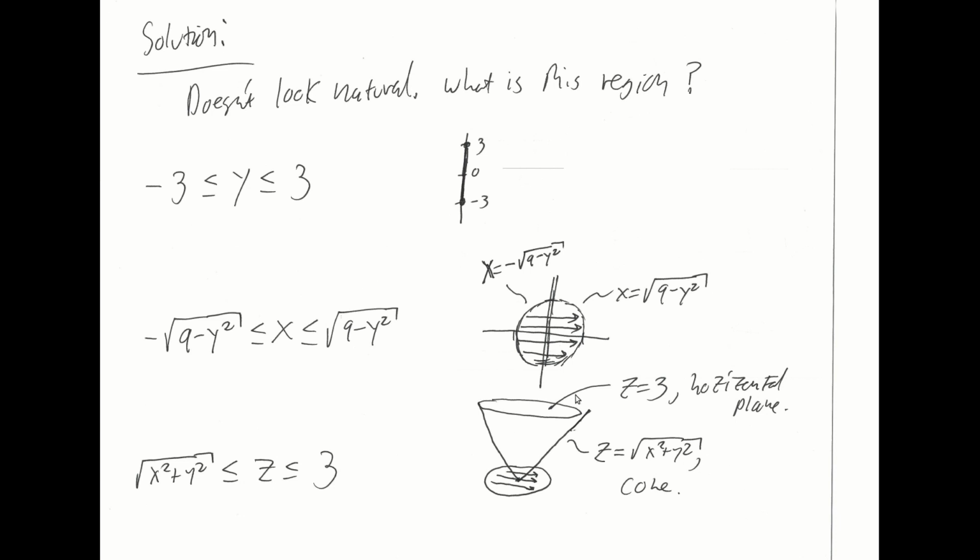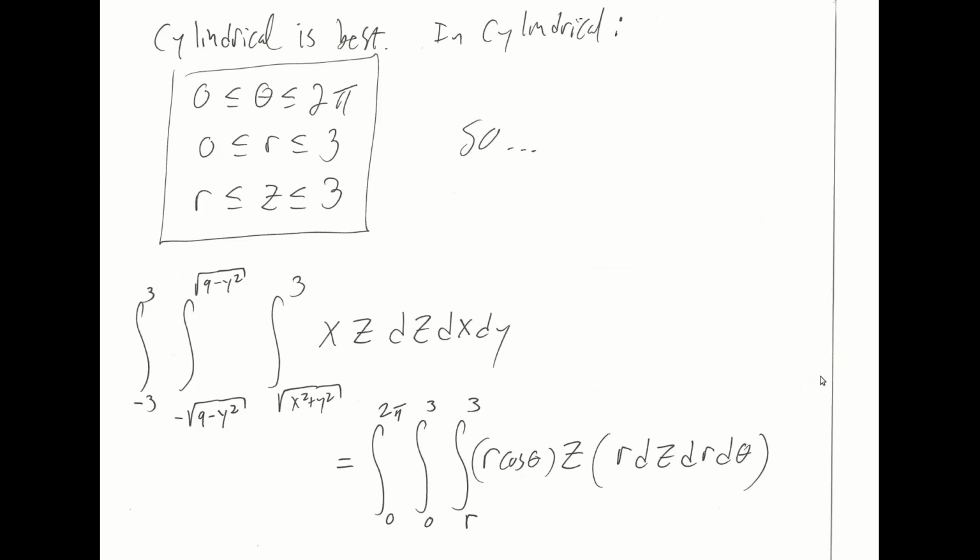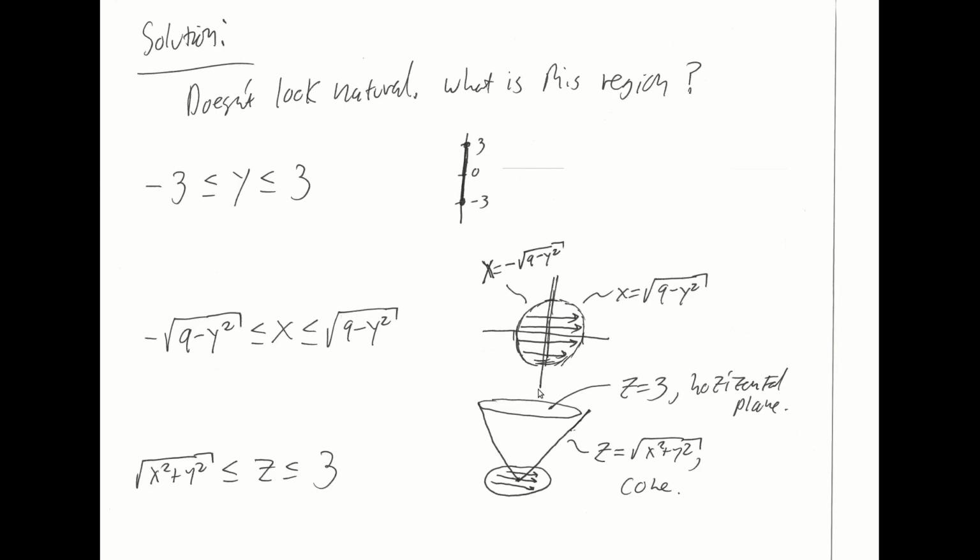We no longer have our rounded ice cream top. We just have a cone, and it's lopped off at the height 3 here. So we've got the tip of this cone, or this half cone, rather. So that's what that looks like, and I like cylindrical here. Spherical worked well when we had that spherical top, but spherical is not going to work so well for this. Cylindrical is going to be much more appropriate.